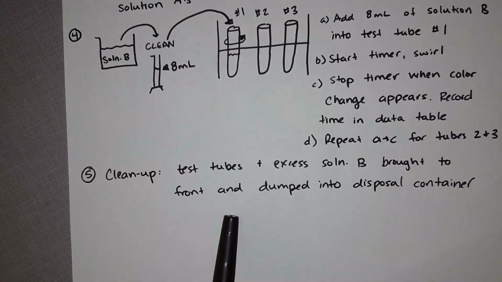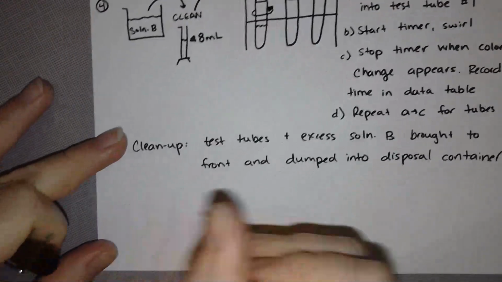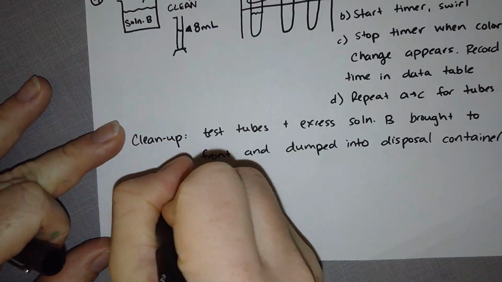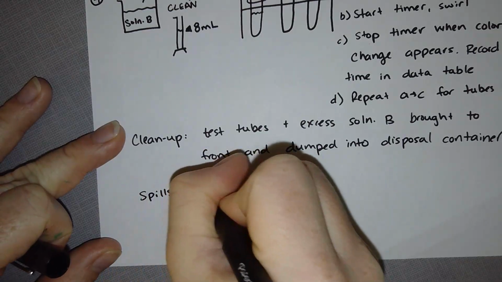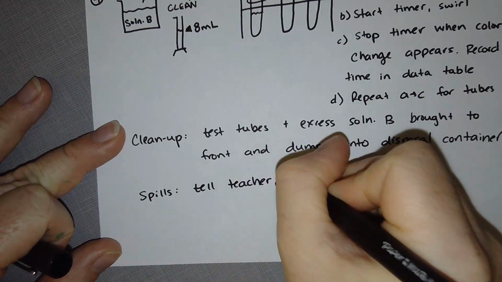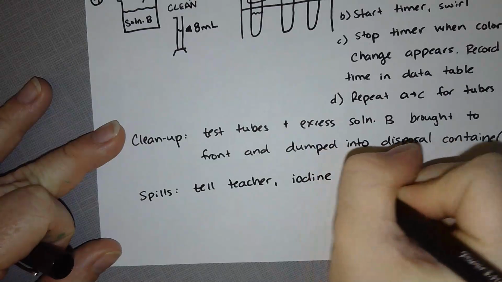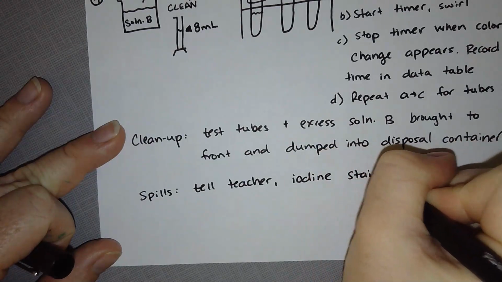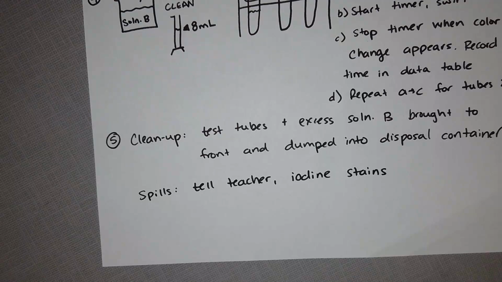Only things to be aware of. So safety wise, we are going to wear our goggles. So we always do that. We want to protect our eyes. And then we do want to make sure we are cleaning up any spills right away. Tell your teacher, because we do want to get those up because iodine will stain. So if anything spills, tell your teacher right away and we'll get that picked up so that we can make sure that iodine doesn't get all over.